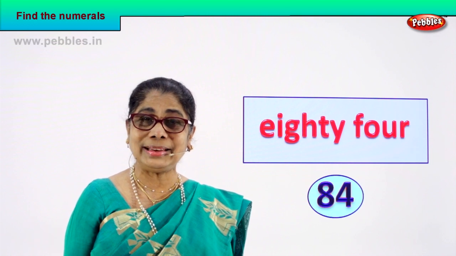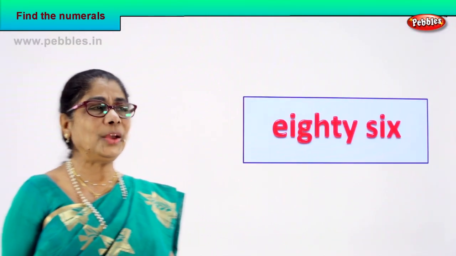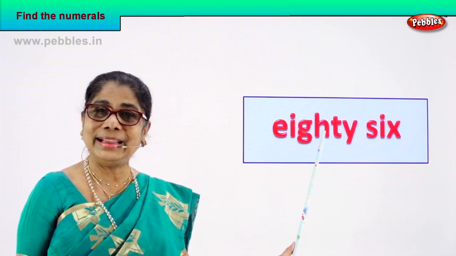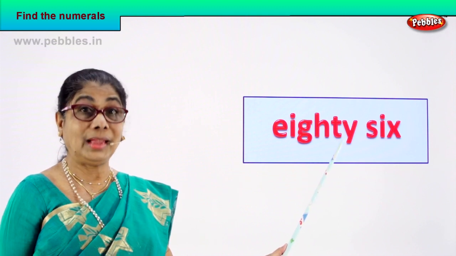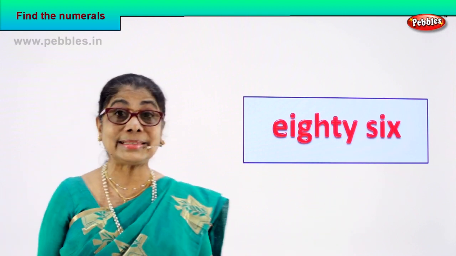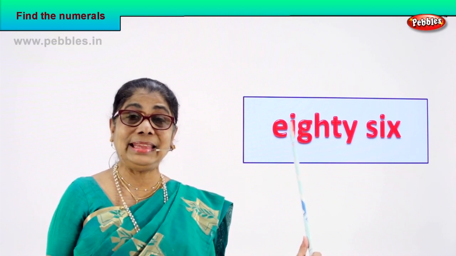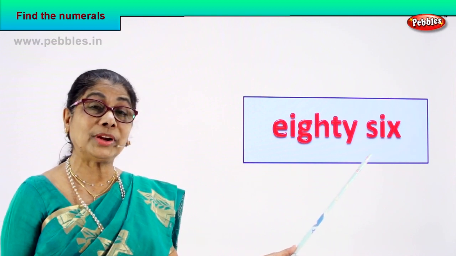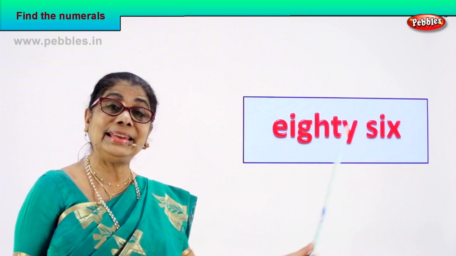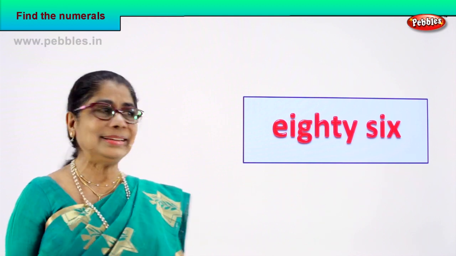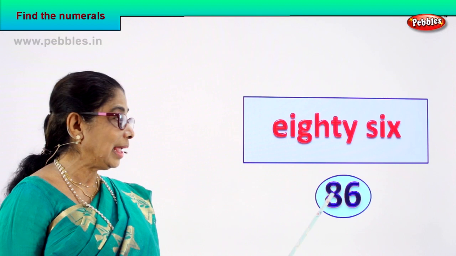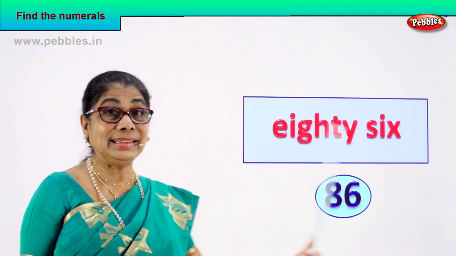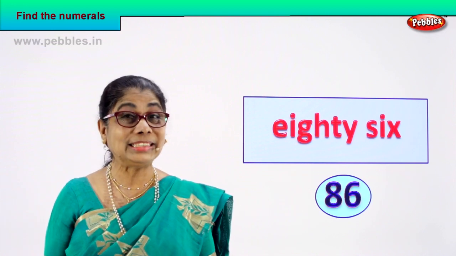Shall we go to the next one? Is it an interesting exercise? The next one. Spell it out. Eighty 80, six 6, 86. You learned to read 86. Now how will you write the numeral for it? 8 and 6, 86. Good. So we write it down here: 8 and 6. We read this as 86. Did you enjoy? Yes, very clever.